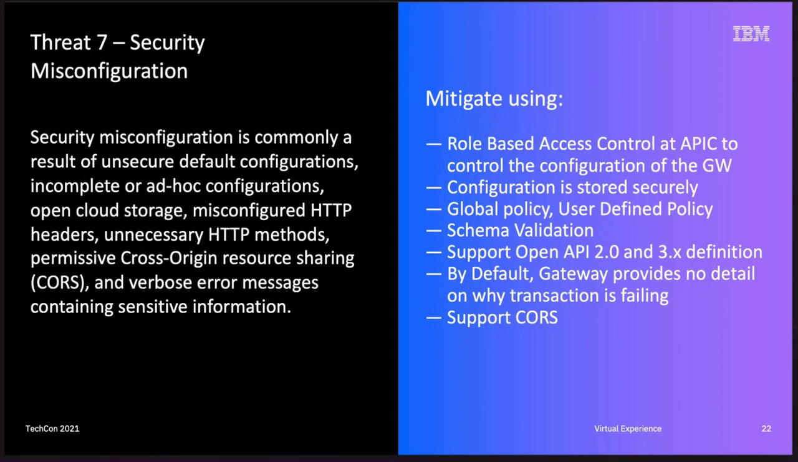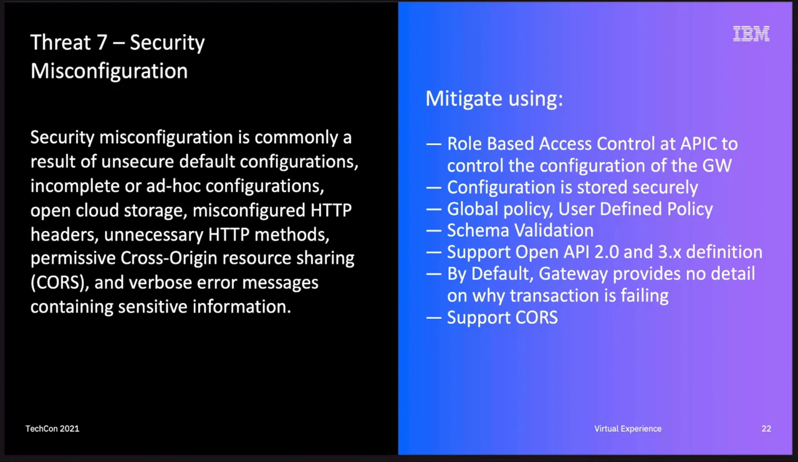Threat 7. Security misconfiguration. What does that mean? Misconfigured security settings in APIs or applications can lead to attackers exploiting vulnerable settings to exploit the application.